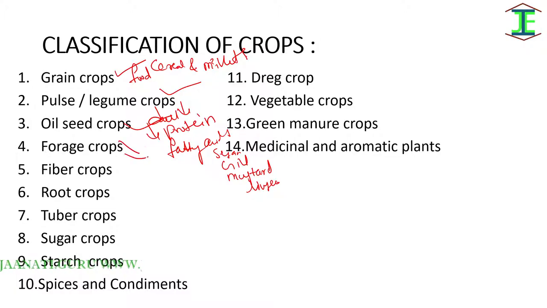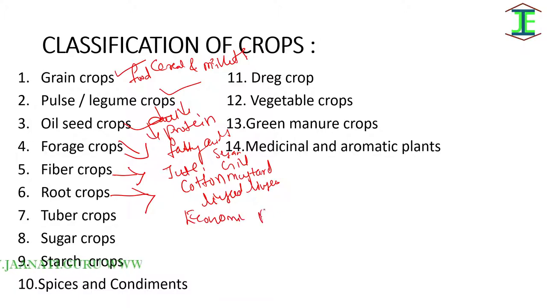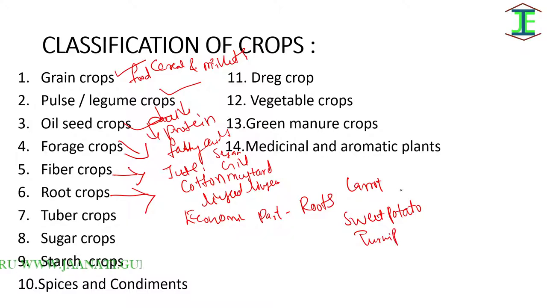Next is forage crops. Forage crops are grown as grass for livestock. And then fiber crops. Fiber crops are for fiber purpose. For example, jute, cotton, linseed. This all comes under fiber crops. Next is root crops. In root crops, the economical part is the root. For example, carrot, sweet potato, turnip. In these, the economical part is the root. So that's why these are root crops.